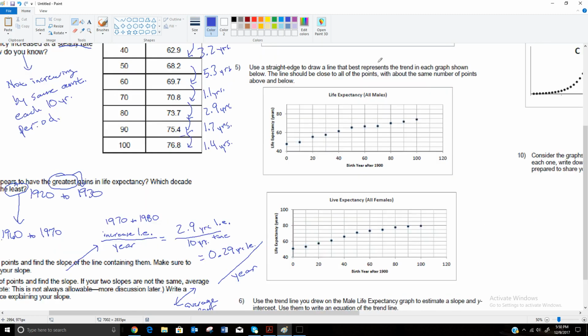Use a straight edge to draw a line that best represents the trend line in each graph below. The line should be close to all of the points with about the same number of points above and below. Now when you're doing this, two different people are probably not going to get the same answer. But our goal is to go close.